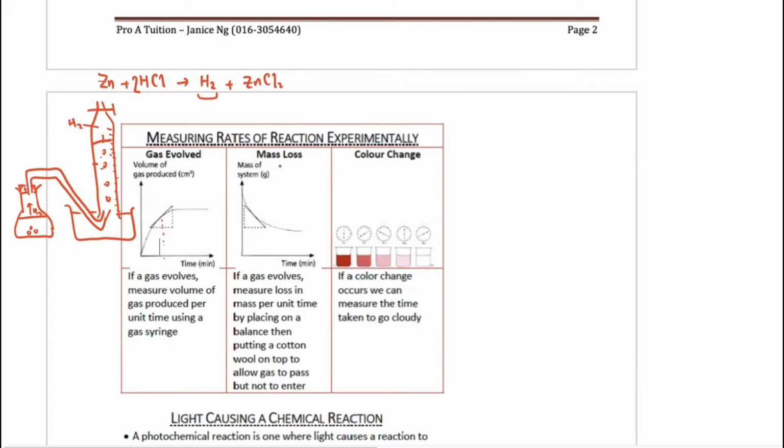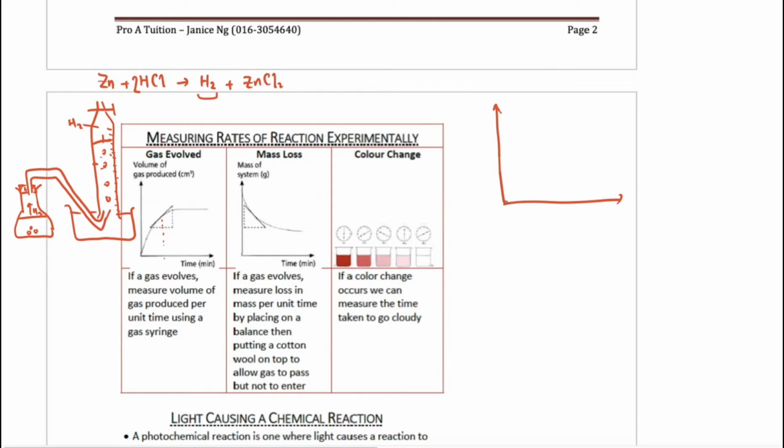Now, we have the tangent, so we have to measure the instantaneous rate. So how to get the point? Because I'm quite weak in this part. How to get the point so that I can do my calculation if I'm using the instantaneous method? Okay, something like this. Let's say you have a graph.